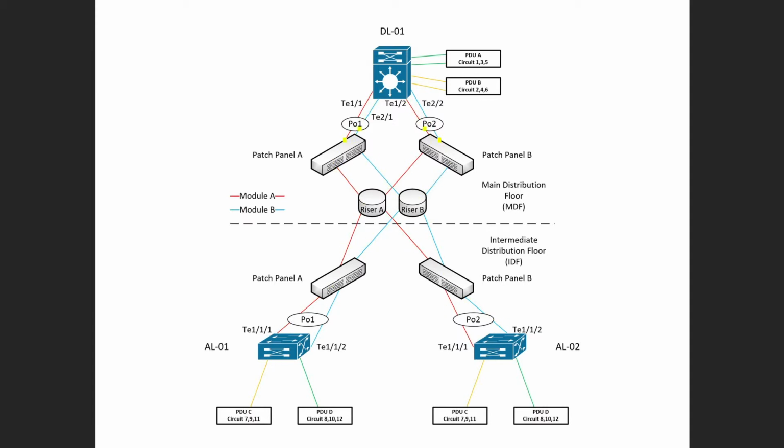I know it sounds all confusing. Let me show you the path for DL01 10 gigabit 1/1. It will traverse through patch panel A, Module A, from the MDF to riser A, then through patch panel A, Module A, in the IDF to AL-01, 10 gigabit 1/1/1. Woo, that was a mouthful. Basically, all the A's follow the A path, and all the B's follow the B path.